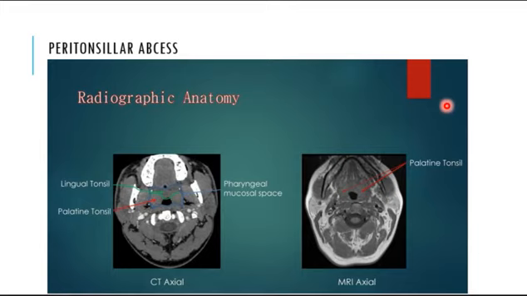Another entity in the aerodigestive tract that we look for is the tonsils and the peritonsillar area. The tonsils are around the pharynx. This is a palatine tonsil, and this is a lingual tonsil, and it's within the pharyngeal mucosal space. This area is very important to look for because whenever we have a peritonsillar abscess, the abscess will be between the capsule of the tonsil and the superior constrictor of the pharynx, and it's usually seen superolateral to the tonsils.